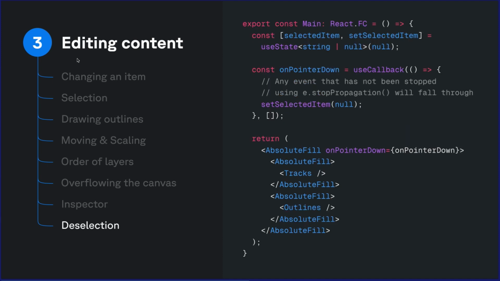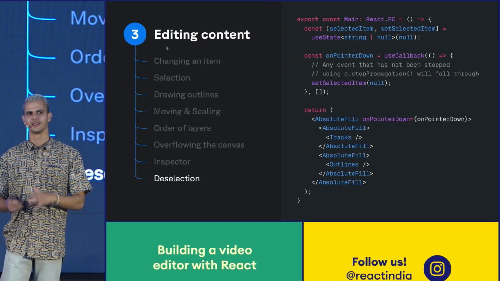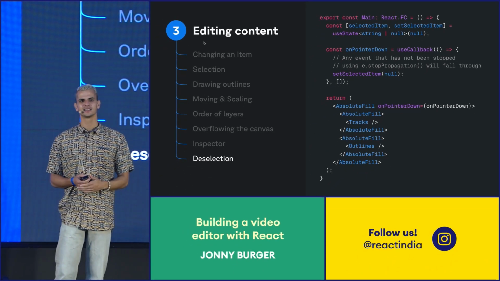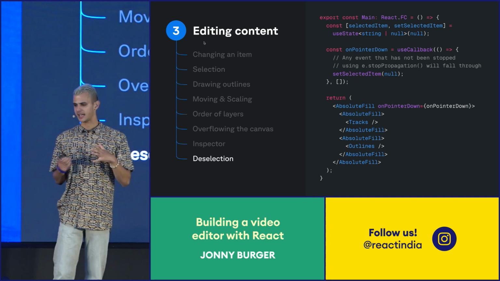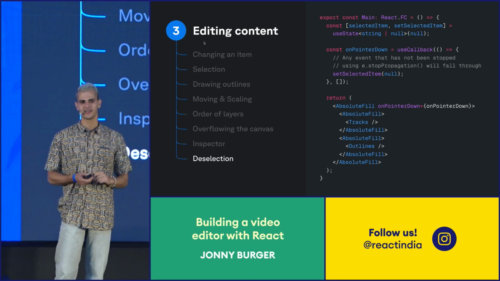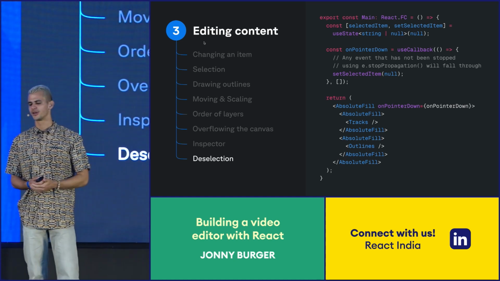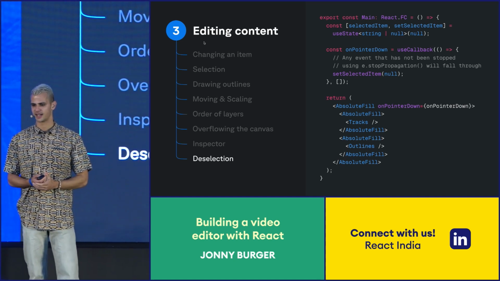If you click on an empty space in your video editor, you want the items to be deselected. And at first, I had a very messy implementation, but I figured that the best way to do it is to just, whenever you want to handle an event, call event.stopPropagation on it. So that in the end, at the canvas level, when you receive an event whose propagation has not been stopped, you can say, okay, we are deselecting the item.